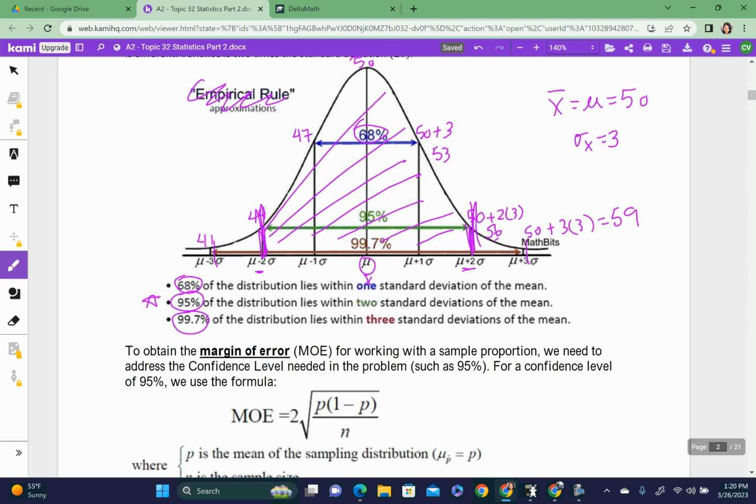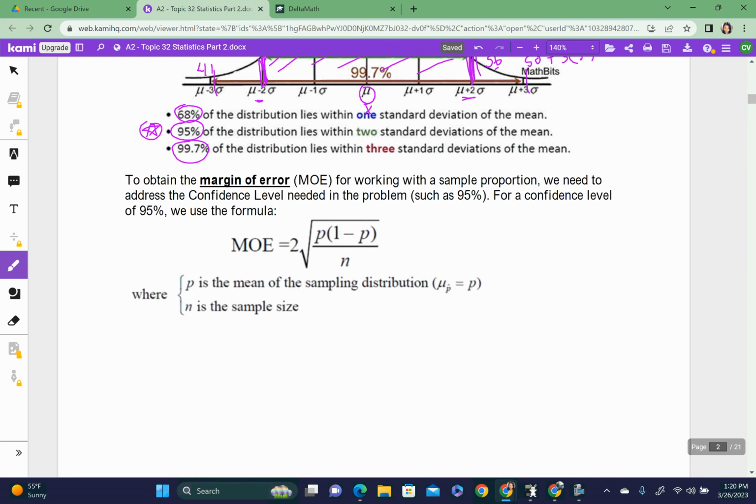The one that's asked most common is this 95%, and we'll do a couple of problems with that. And the last one is just margin of error. Once in a while they've asked this question. I just want you to know it. We are going to go through a model problem explaining how to do this, okay?